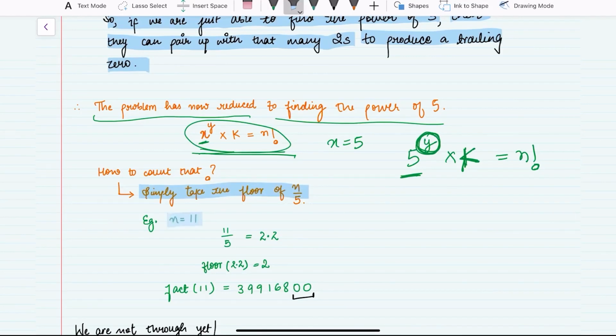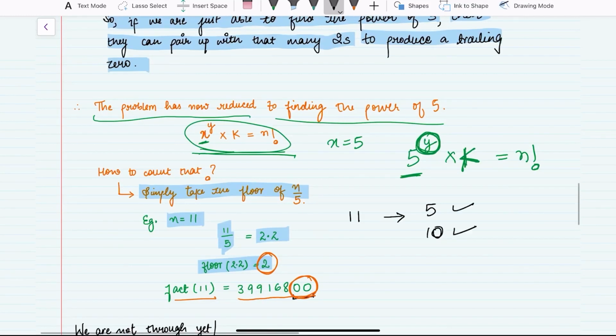For example, let's say n is equal to 11. Now n by 5 gives us 2.2. The floor of 2.2 is nothing but 2. That means the factorial of n is going to have 2 zeros. If we see here, the factorial of 11 is 3991680. So there are 2 trailing zeros. Because in 11, how many multiples of 5 are there? It's 5 and 10. So this has contributed 1 five and this has contributed 1 five. Therefore, the total number of 5's is 2, and therefore the trailing zeros are 2.